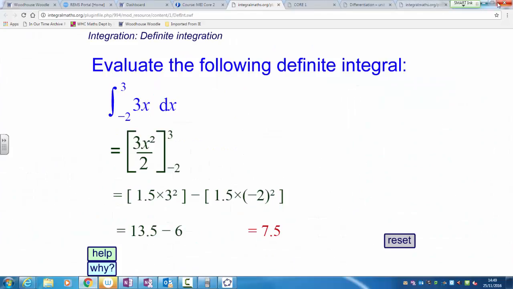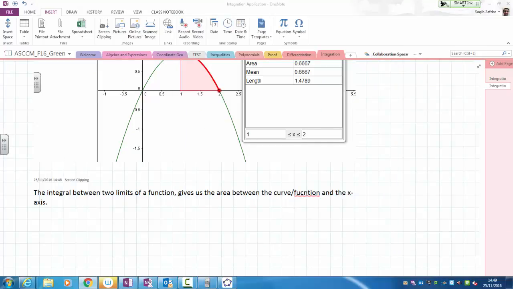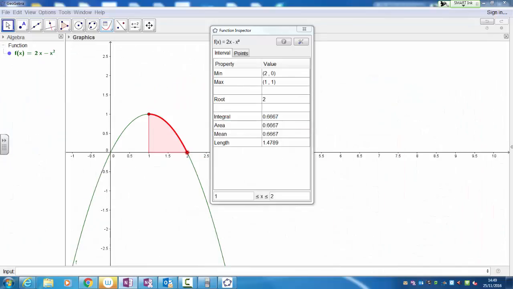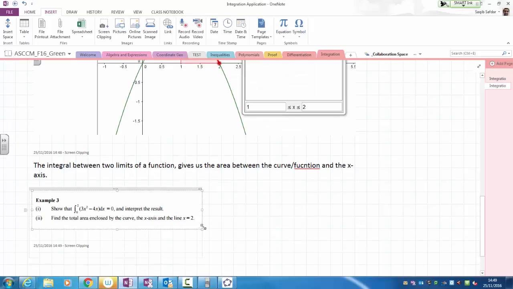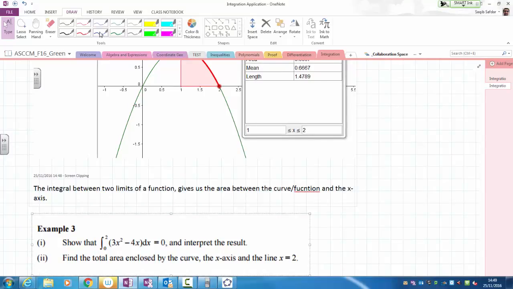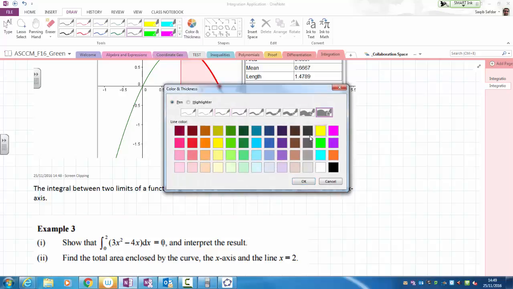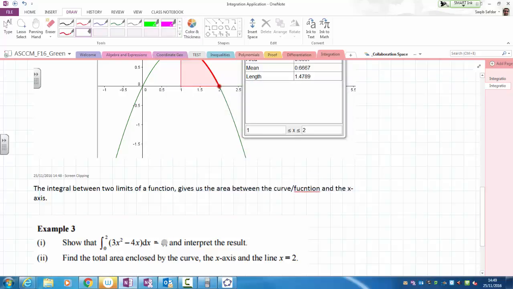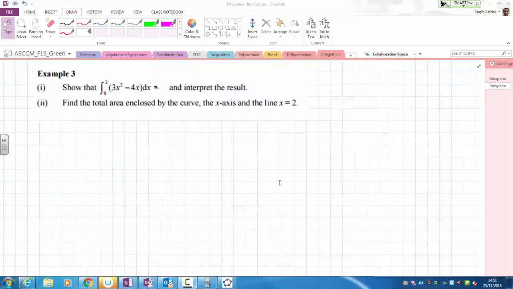However, let me leave you with this problem. What I'd like you to do is integrate the following function. Let me just put this up. What I'd like you to do is integrate 3x squared take away 4x between the limits 2 and 0 and tell me what you get. Off you go.